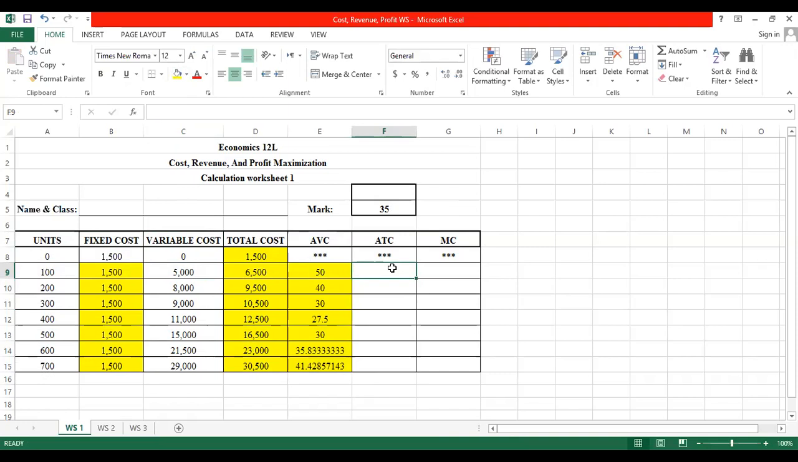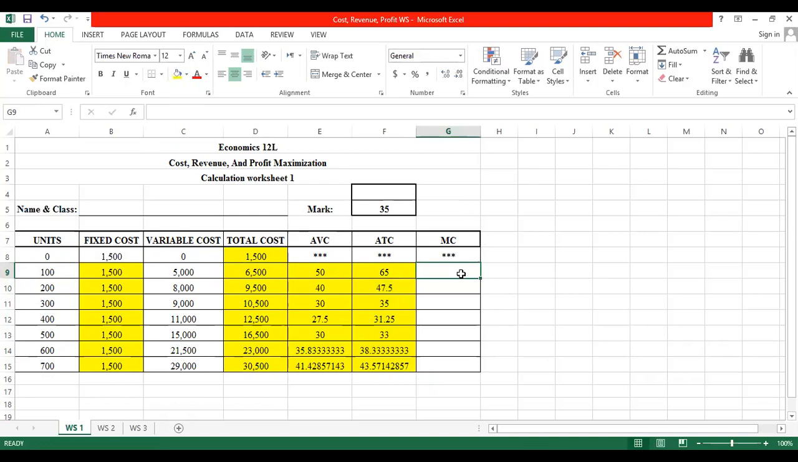Average total cost. As you know, average total cost is your total cost over quantity. What I'm doing again, I put enter, my total cost divided by my quantity. The first is ready. I copy, go down. All my answers are ready. I will highlight it yellow.